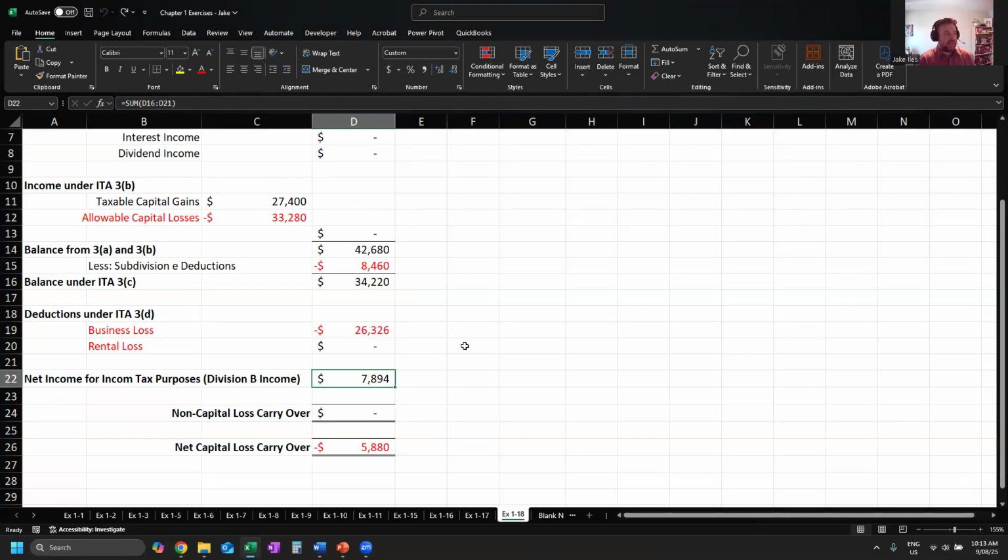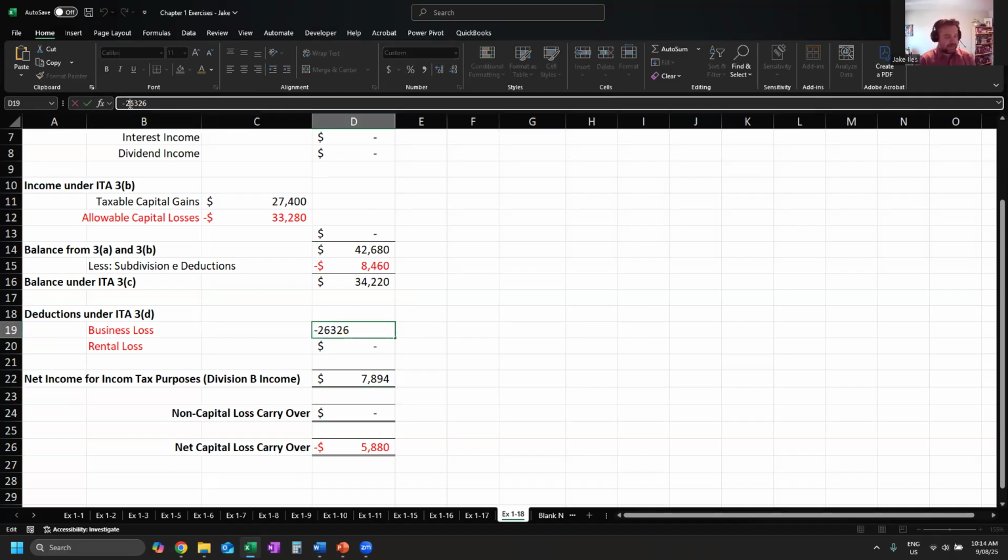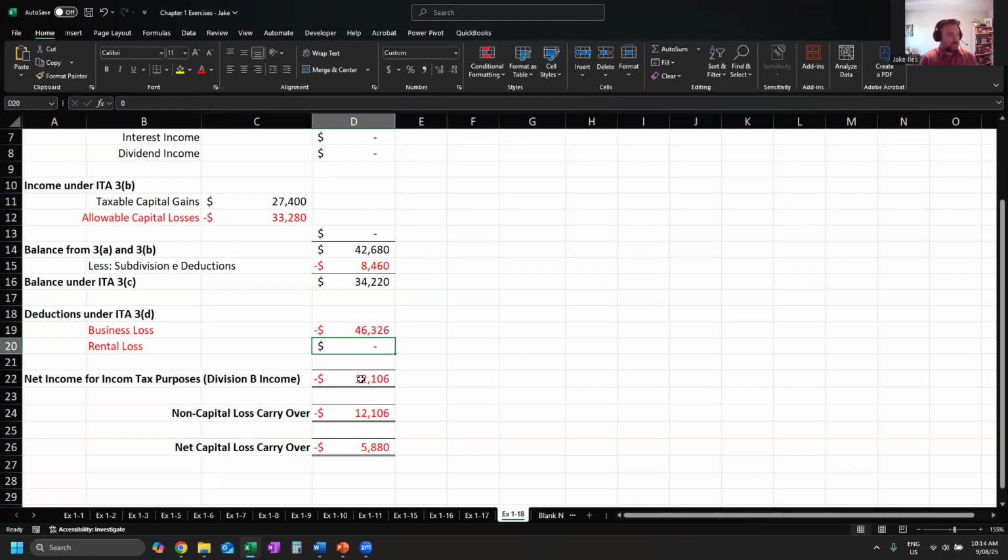7,894. If our business loss was much higher, let's say it was 46,000, this negative 12,106 becomes zero, and we can have both a non-capital and capital loss carry forward. So just because we have one type doesn't mean we can't have the other type. It just matters whether this nets to zero or if our overall calculation nets to below zero.